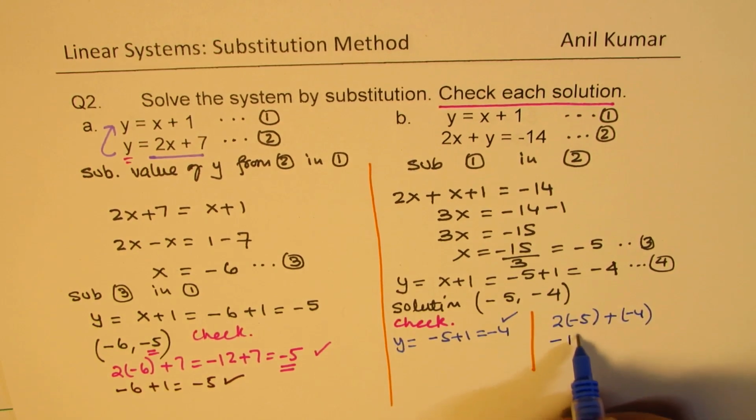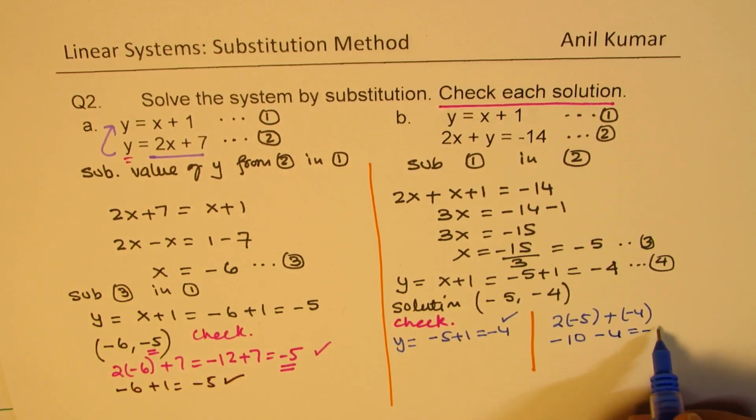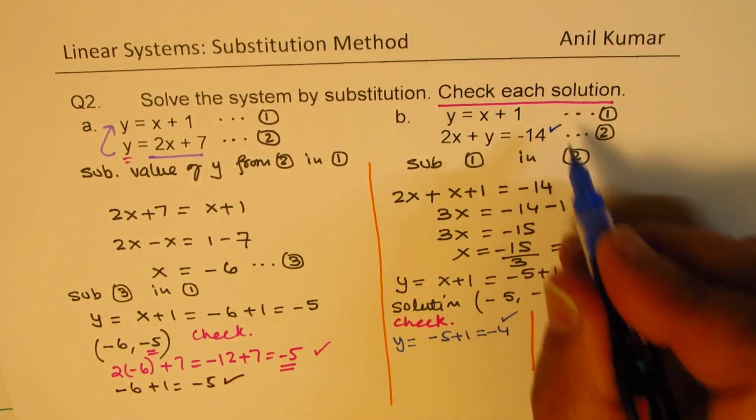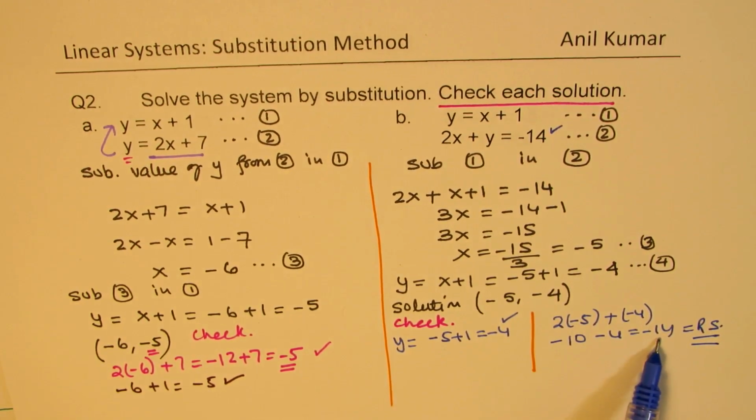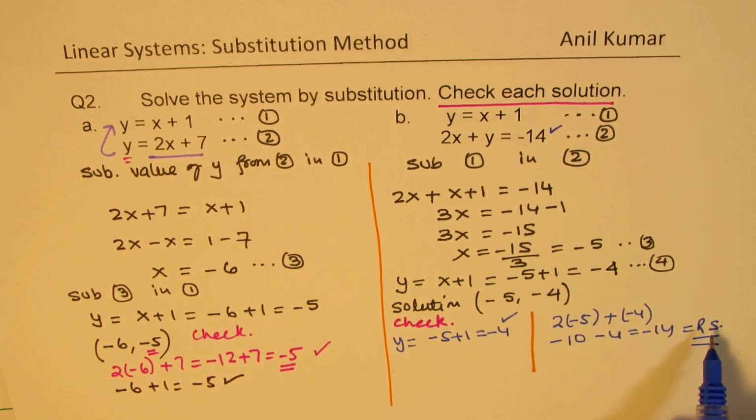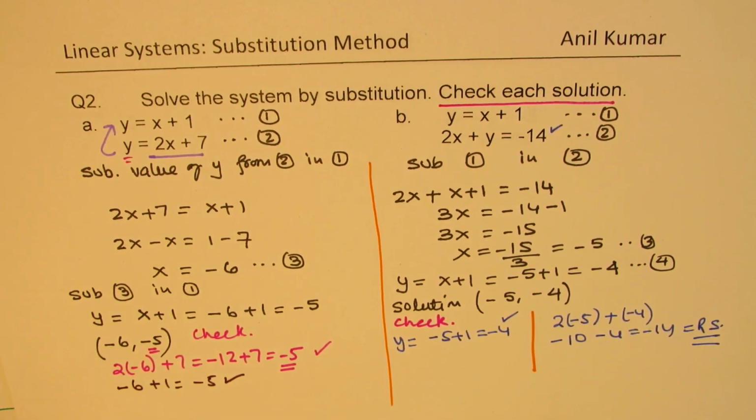And if I do the second equation, if I write 2 times minus 5 plus minus 4, what do I get? I get minus 10 minus 4, which is minus 14. That also works for us, right? So which is the right side. Is it okay? So we have checked that the left side is equal to the right side in both cases. And therefore, it works for us, correct? Let's move on and take the other examples.